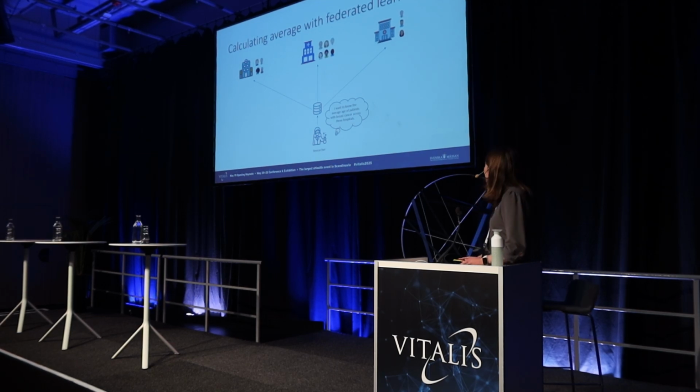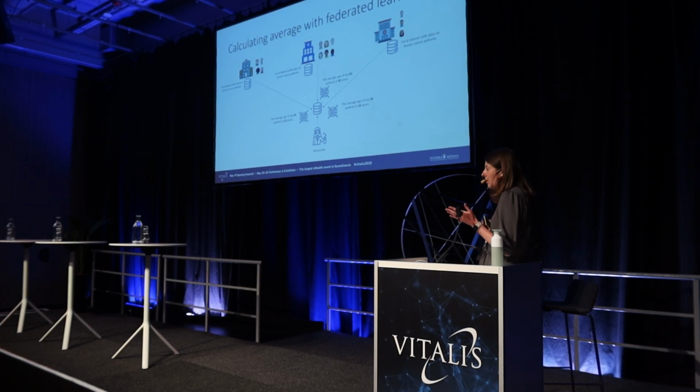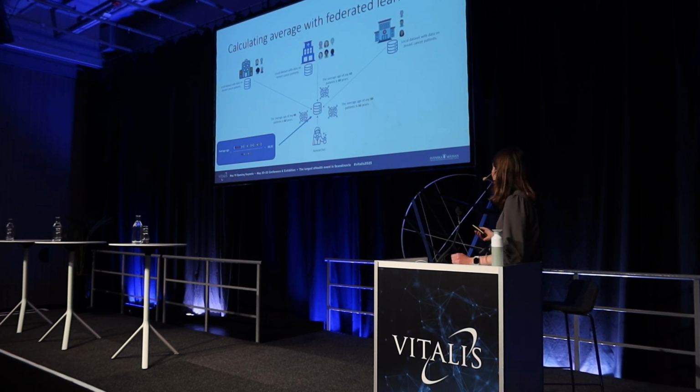So first, calculating the average. I'm a researcher at IKNL and I want to know the average age of patients with breast cancer across 3 hospitals. What do I do? I send my query, computation, however you want to call it, to the local datasets in the hospitals, and I get back the average age of my patients and the number of patients I have. Where normally you would get record level data, patient A, 62, etc., now you get the average age and the number of patients, and in this way you can still compute the federated average.